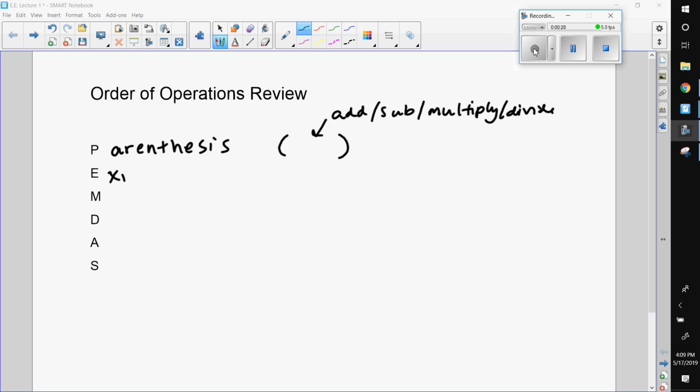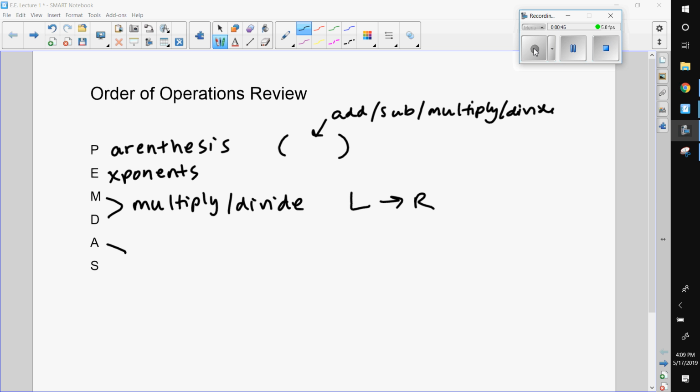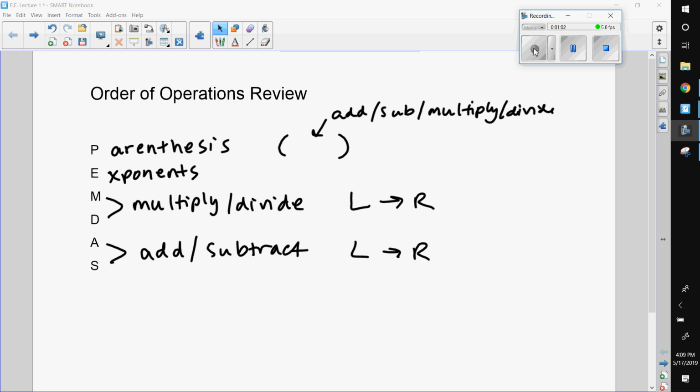The next one is exponents. So anything raised to a power, you do that. And then these ones go together. You want to multiply and divide left to right. You want to do the same thing with addition and subtraction, so add and subtract left to right. If multiplication and division is all you have left, you go left to right. If addition and subtraction is all you have left, you go left to right. And you're going to see that in the examples.